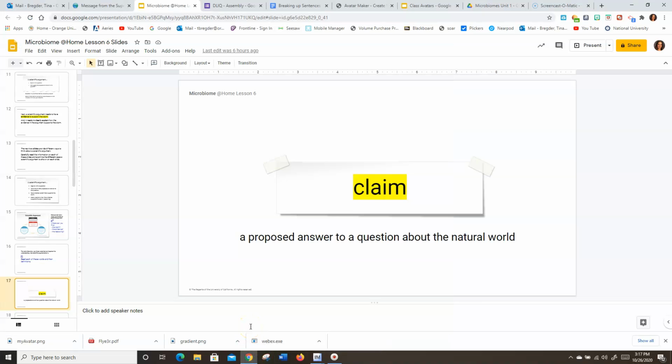So claim is our first one. So we're going to write that on the left. And what is a claim? It's the answer to the question. And since we're talking about science, it's a question about the natural world. So we're going to put claim. Now we're adding this to our 2-column notes. Answer to a question about the natural world.